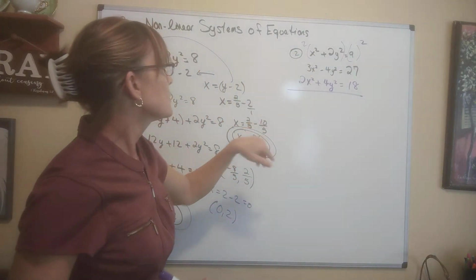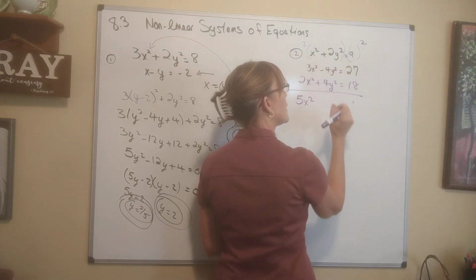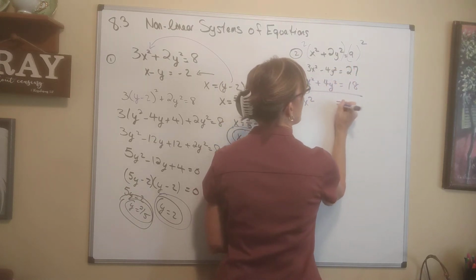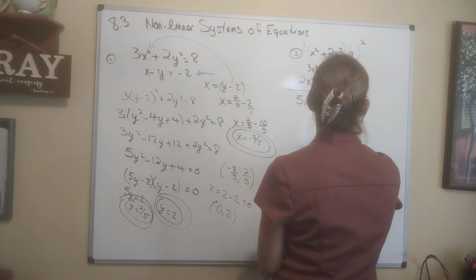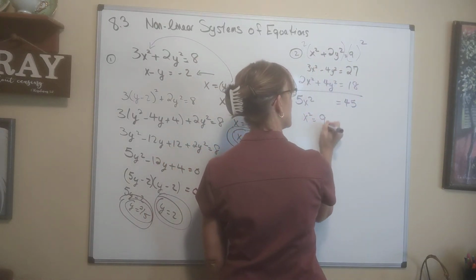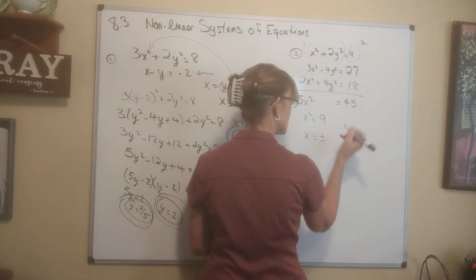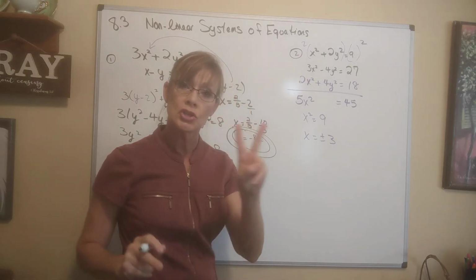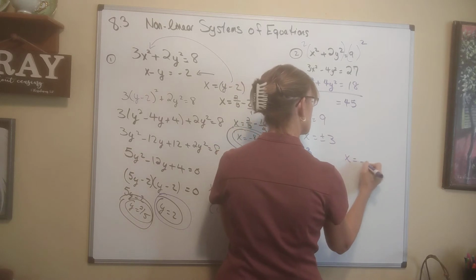3x squared plus 2x squared is going to be 5x squared. Negative 4y squared plus 4y squared is 0. And then 27 plus 18, let me make sure, 27 plus 18 gives me 45. Nice. Then I'm going to divide both sides by 5 and get x squared is equal to 9. I'm going to take the square root of both sides and I'll get x is equal to plus or minus the square root of 9, or plus or minus 3. I get two x answers here. One is x is equal to 3 and one is x is equal to negative 3.